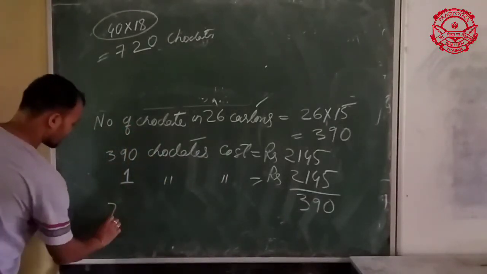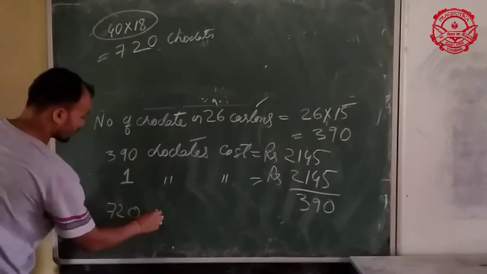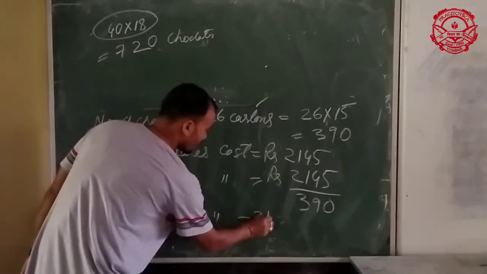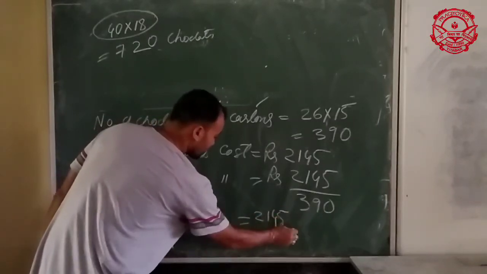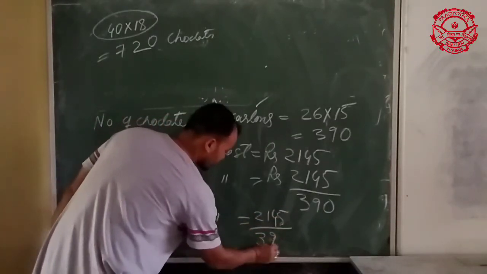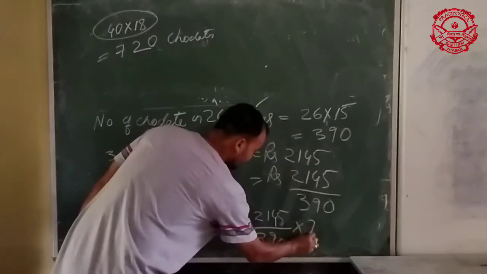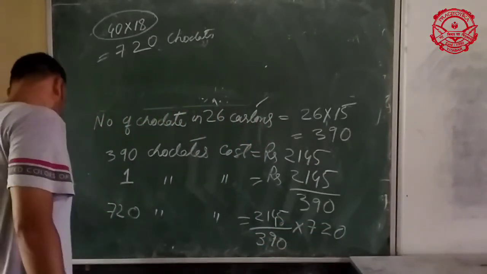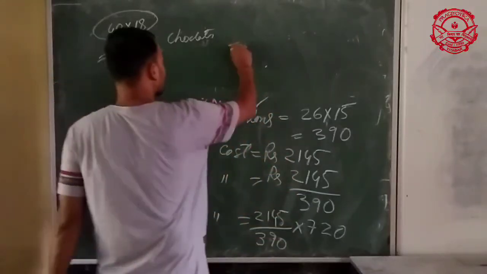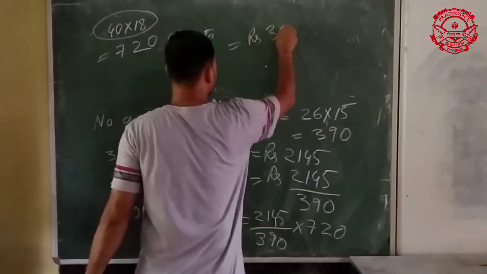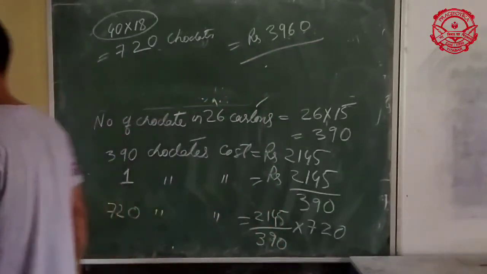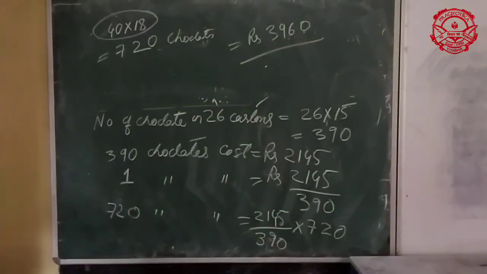Therefore, 720 chocolates cost 2145 divided by 390 into 720. Okay, the answer is rupees 3960. I'm writing the answer. The answer is 3960.